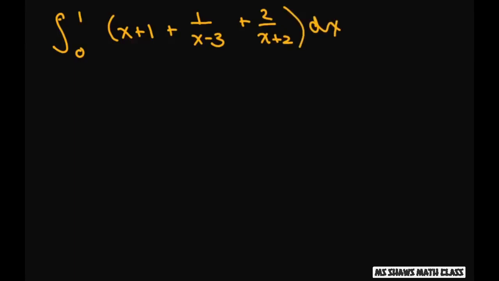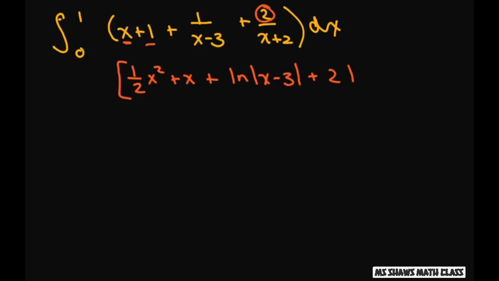So for the first one, when you integrate this one, or take the antiderivative, this is just going to be 1/2 x squared. This is just going to be plus x. And this is just going to be, pull out the 1, such as ln of absolute value of x minus 3, plus 2, bring that out, times ln of absolute value of x plus 2. And we're evaluating over the interval 0 to 1.